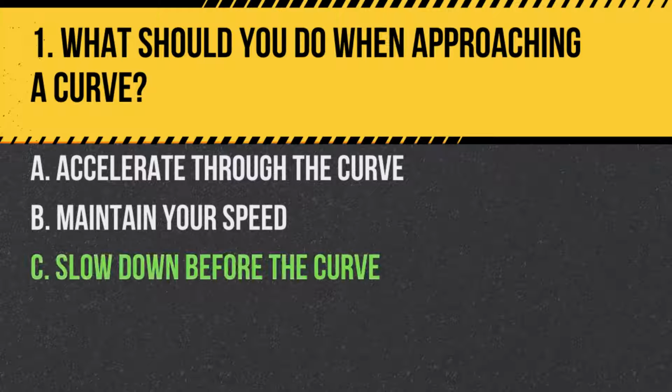Answer: C. Slow down before the curve. Approaching a curve at high speed can be dangerous due to reduced visibility and potential changes in road conditions. Slowing down ensures better control and safety.